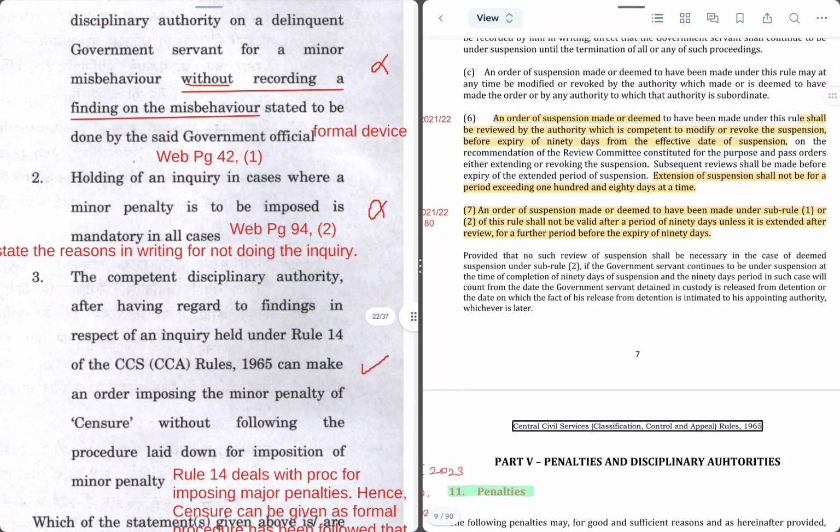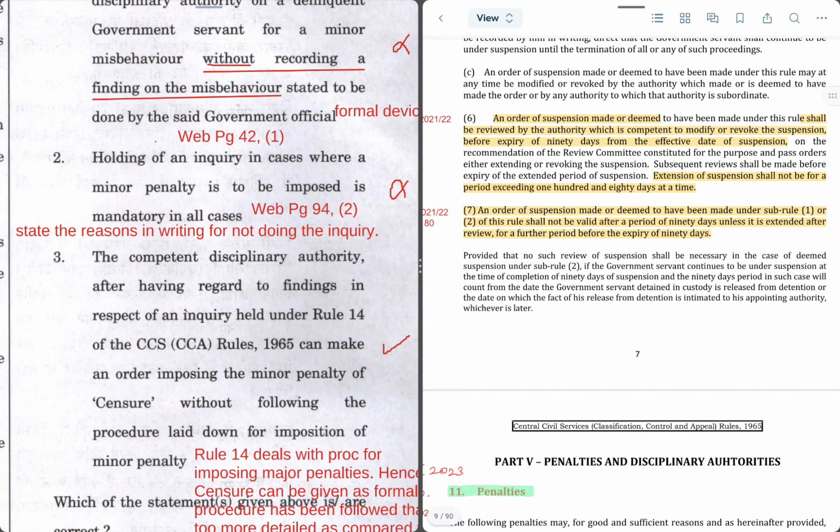Statement 2 says holding of an inquiry in cases where a minor penalty is to be imposed is mandatory in all cases. You will find this on page 94 of the CCS rules on the website, and this is incorrect, because in case the inquiry has to be dispensed with, reasons can be recorded in writing for not doing the inquiry, and it's not mandatory to do the inquiry in all cases. Hence, statement 2 is incorrect. I'm not opening the website link to save time here because we have to quickly finish this video.